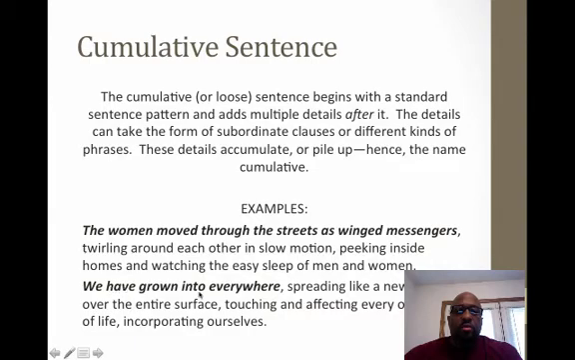All right, again: "We have grown into everywhere," here is your standard sentence, followed by a comma, "spreading like a new growth over the entire surface, touching and affecting every other kind of life, incorporating ourselves." So what the writer has done in this example is again add subordinate clauses, verbs ending in -ing, that normally cannot stand alone as a sentence but are considered additions to the sentence. So here we have one, two, three additions to this standard sentence, making it a cumulative sentence.